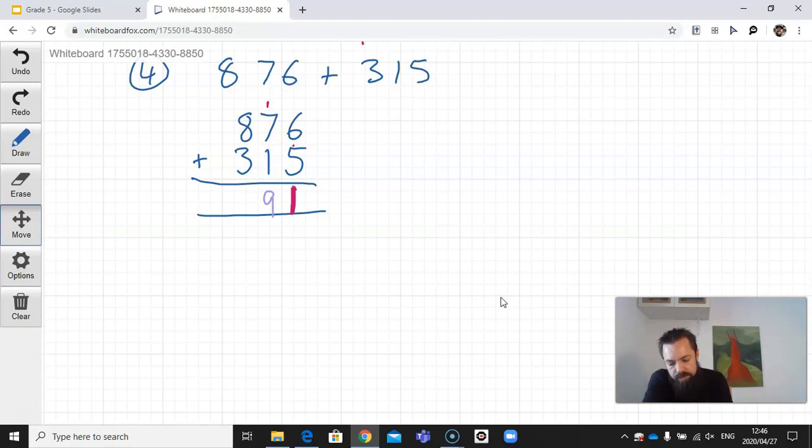Then in my next one, 8 plus 3 is 11. The 11 goes there. Oh, sorry, the 1 goes there. And then I carry the next one to the thousands column. And there's nothing else there. So it's 1 plus nothing and nothing, which is still 1. And so my answer is 1,191.